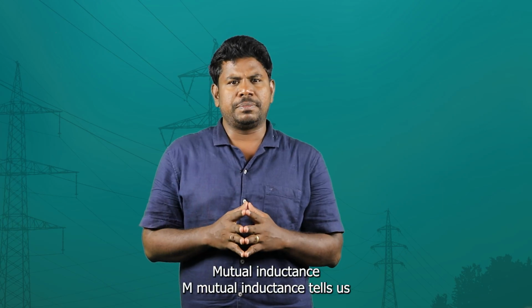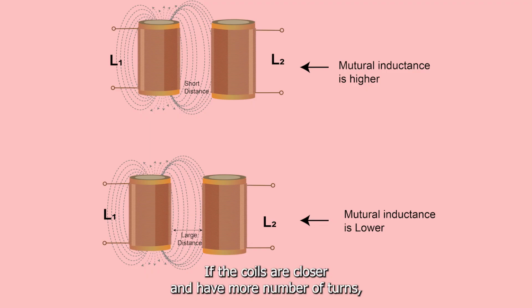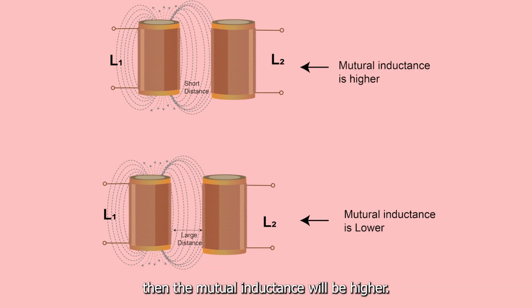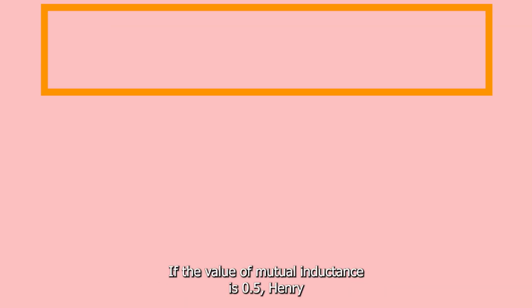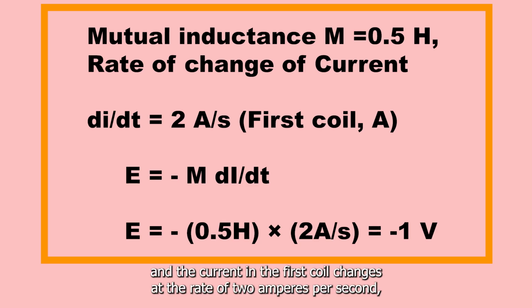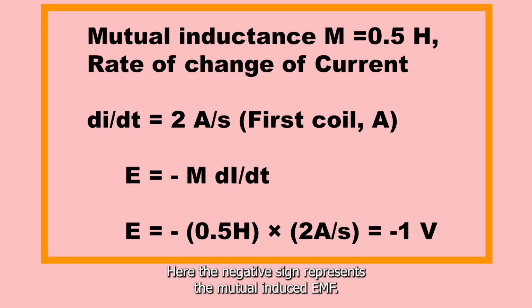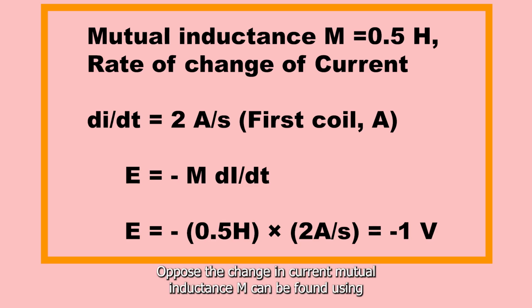Mutual inductance M. Mutual inductance tells us how strongly one coil can affect the other coil. If the coils are closer and have more number of turns, then the mutual inductance will be higher. If the value of mutual inductance is 0.5 Henry and the current in the first coil changes at the rate of 2 amperes per second, then the mutually induced EMF will be minus 1 volt. Here, the negative sign represents that the mutually induced EMF opposes the changing current.